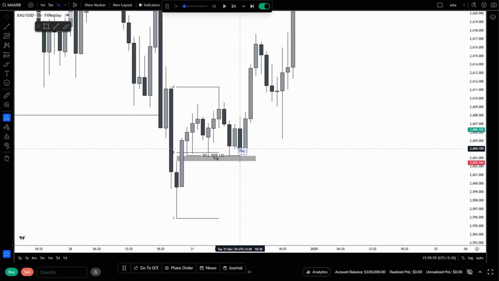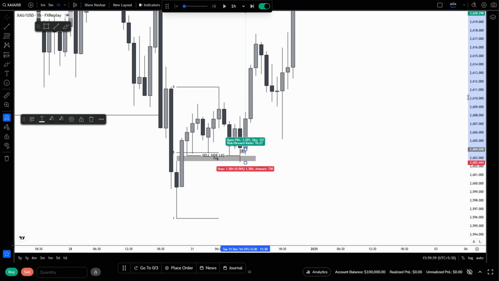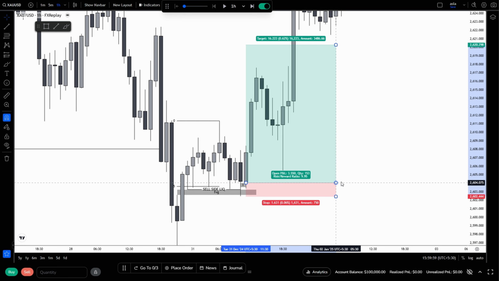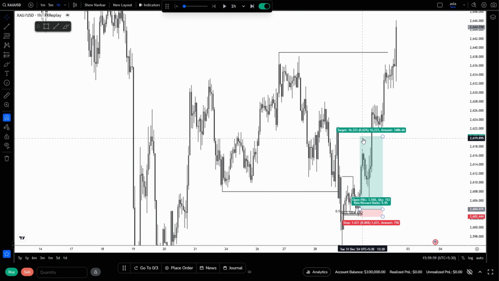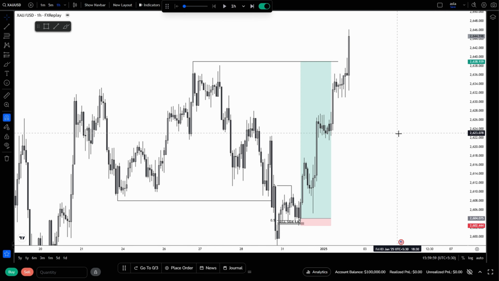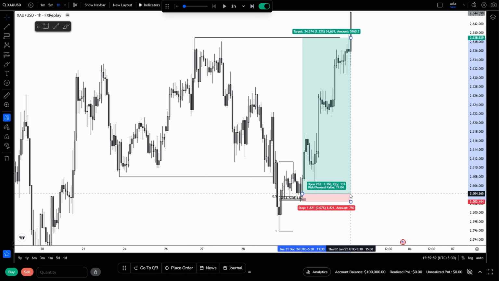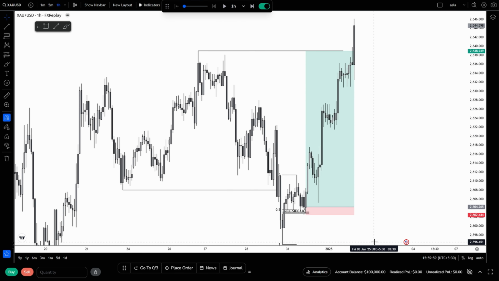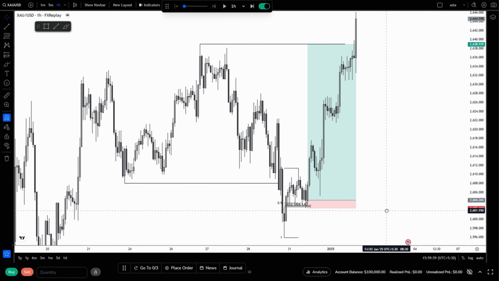The target for the trade is the higher time frame draw on liquidity, which in this case is the equal highs resting above price on the 1-hour time frame. This completes the full execution of the continuation model, from higher time frame analysis to lower time frame entry, with every step aligned to the same objective.